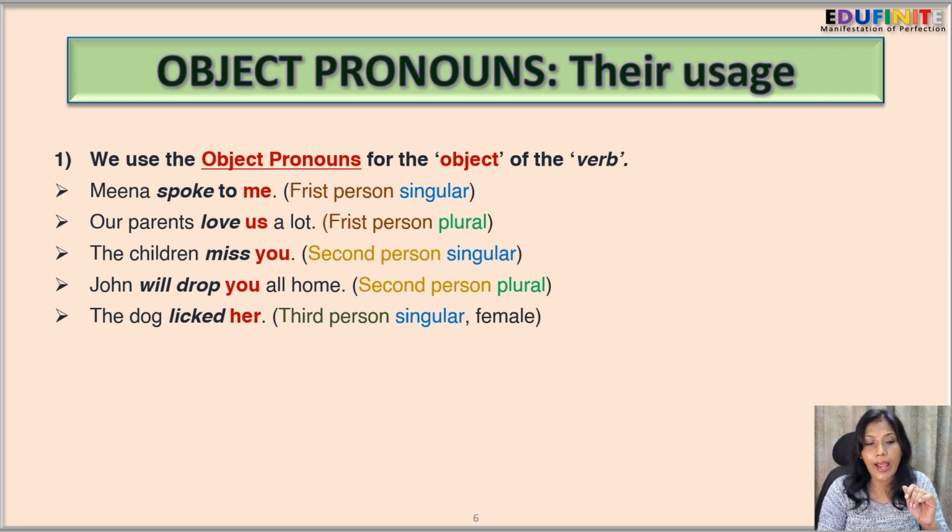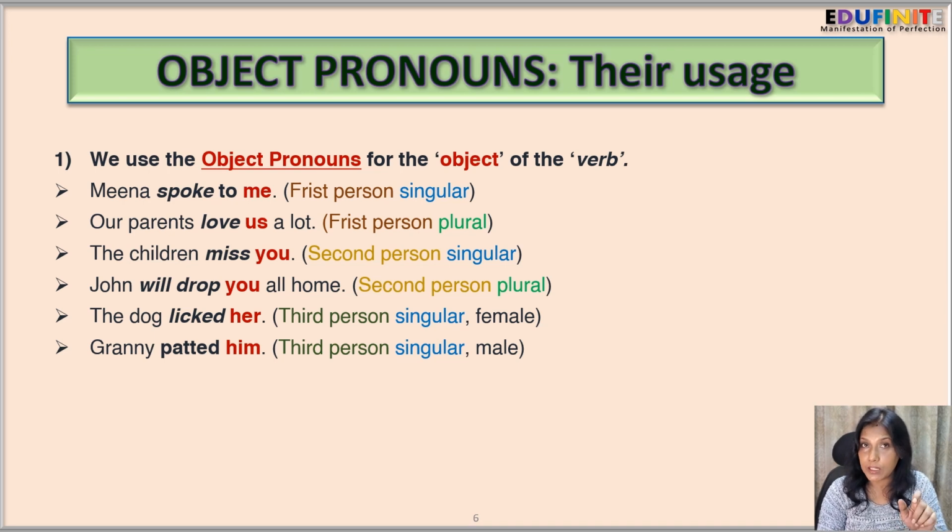Next, Granny patted him. Now him is third person singular and it represents males. So over here, how do we know it is an object pronoun? Here the subject is Granny, the action verb is patted. So whom did Granny pat? Him. So him is the object pronoun.